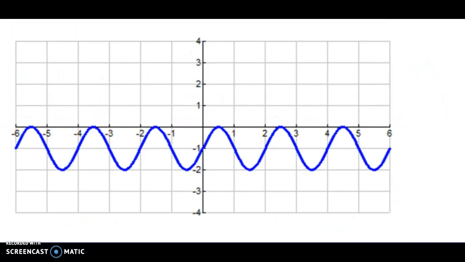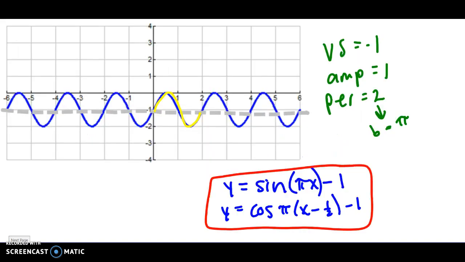Okay, next example here. Let's have you guys try this one on your own. Hopefully you're kicking butt. All right, we had a vertical shift of -1. The amplitude was 1. Period was not 2 pi, just 2, okay, which would imply that b is pi. If you're wondering where I've been getting this from, remember, we used to say that the period was equal to 2 pi divided by b. So if I plug in 2 for the period, solve for b, okay? So final answer, sine of pi x minus 1, and cosine of pi, quantity x minus 1/2, minus 1. Good job.